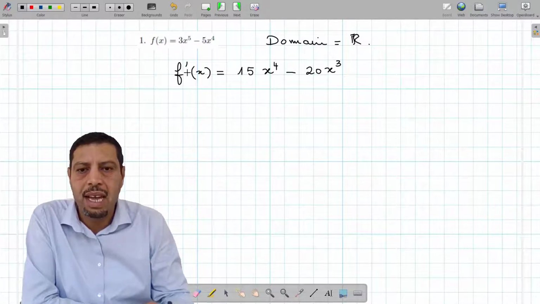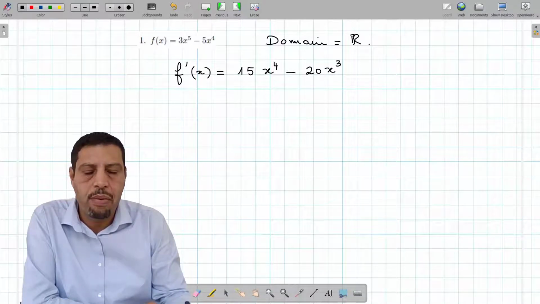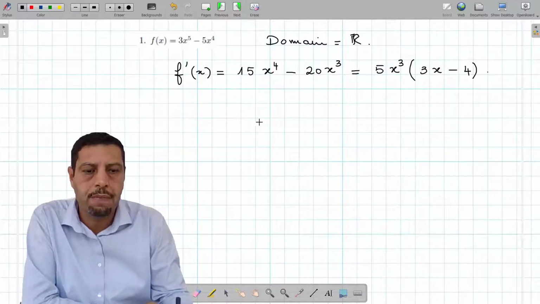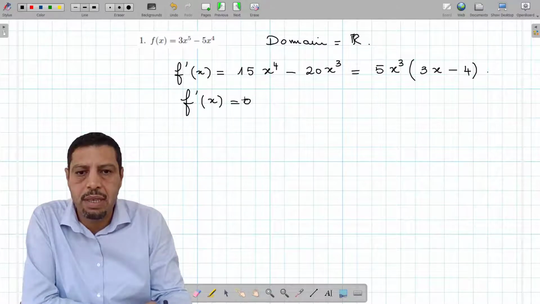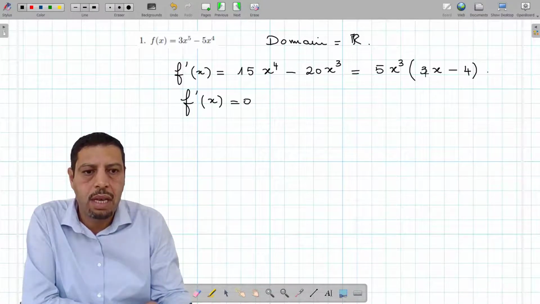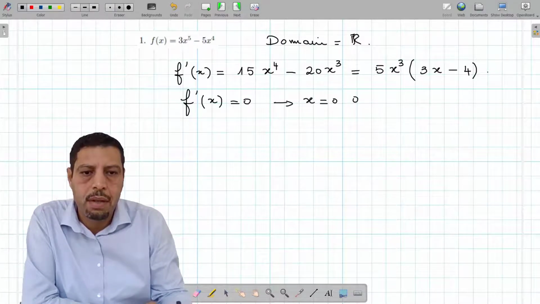Now we'll try to find the sign of f prime to determine the intervals on which f is increasing and the intervals on which f is decreasing. So here we can put 5x cubed as a factor, and we're going to obtain 3x minus 4. Okay? Now we solve f prime of x equals 0 to determine its sign. F prime of x equals 0 means 5x cubed equals 0 or 3x minus 4 equals 0, so the two solutions are x equals 0 or x equals 4 over 3.